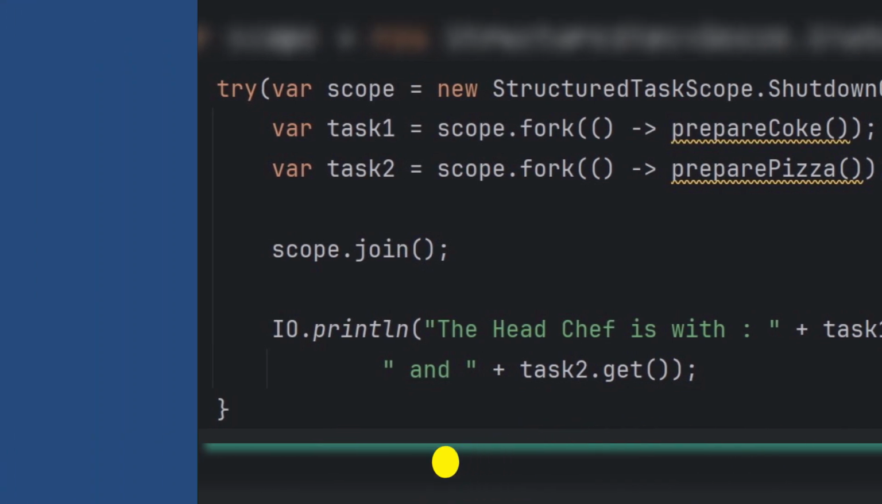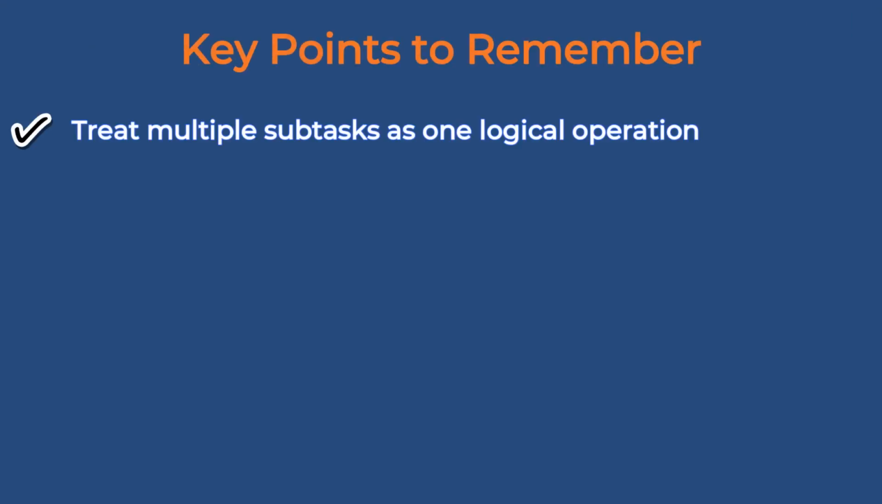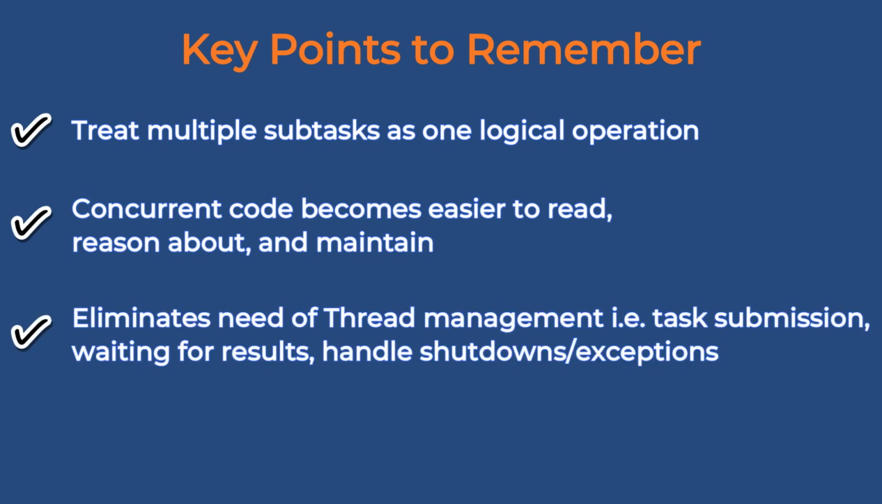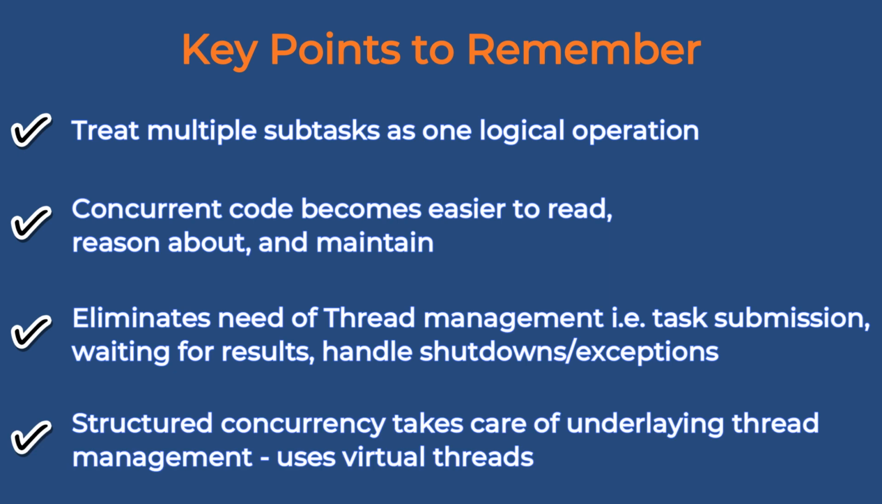So what is the key takeaway? Structured concurrency helps you treat multiple subtasks as one logical operation, making concurrent code easier to read, reason about, and maintain. Now, traditionally, we would use an executor service and manage everything ourselves: submit tasks, wait for results, handle shutdowns, exceptions, and the whole deal. But structured concurrency takes care of all that for us. It's like focusing on the business logic and not the thread management.